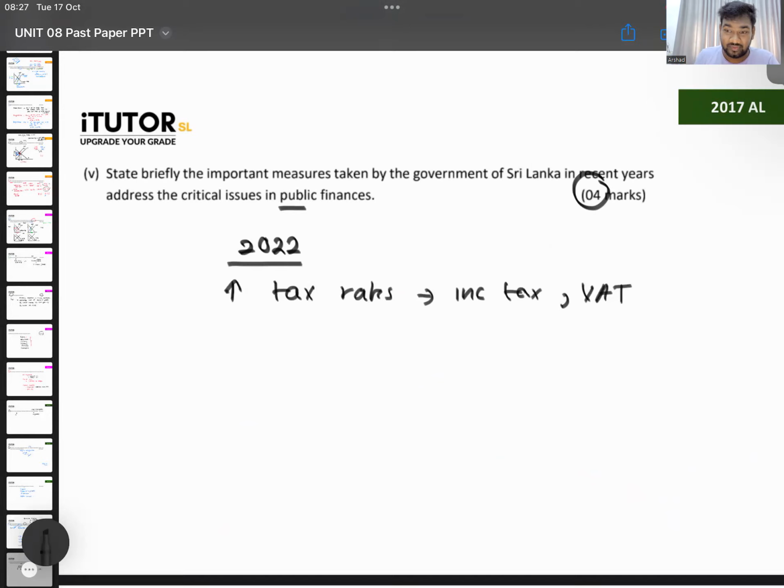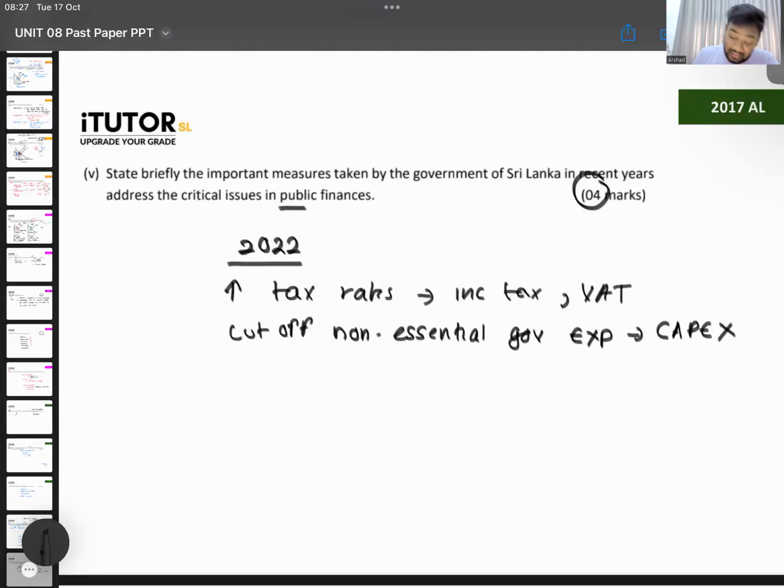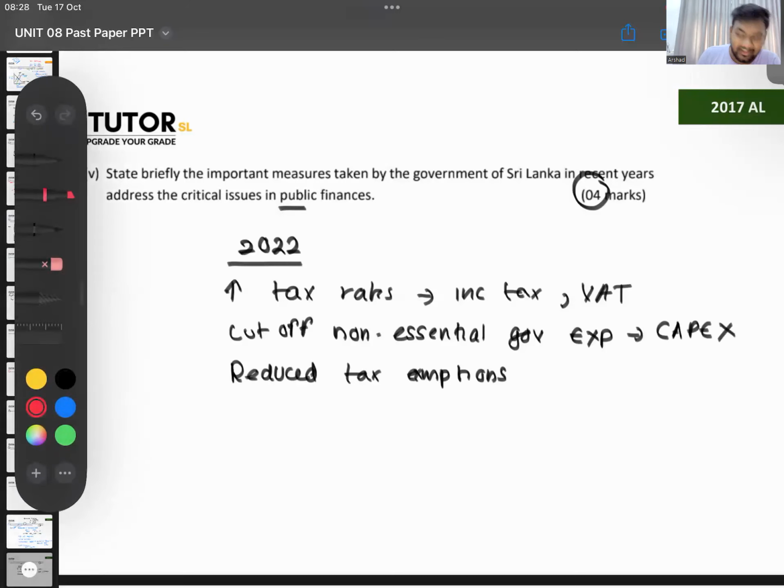In addition to this, we've also cut off non-essential government expenditure. Now, government is not very transparent on what they have cut off, but mainly they have cut off a lot of non-essential, mainly capex, capital expenditure. They have also reduced tax exemptions, and a nicer way to say this, Lama, is rationalizing the tax system.